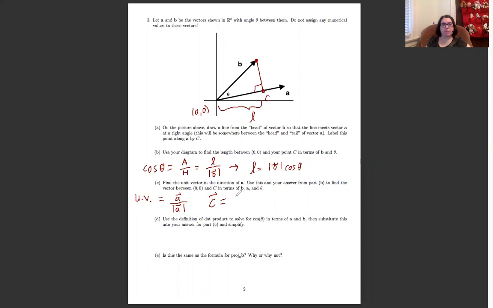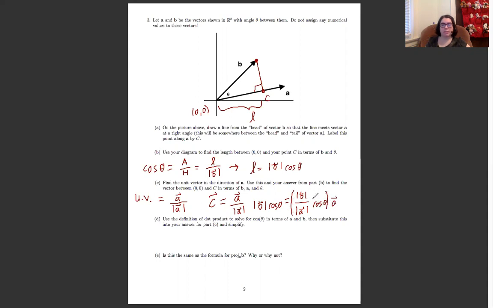So I'm going to say I want it to point in the direction of A. I'm going to take the unit vector in the direction of A so that I'm not interfering with the magnitude at all. I'm just pointing in the right direction, and now I need the magnitude, which should just be the length from 0, 0 to the point C. So I'm going to plug that in to be magnitude of B cosine theta, and maybe I'll rewrite this as magnitude B over magnitude A cosine theta, and then all that times the vector A.